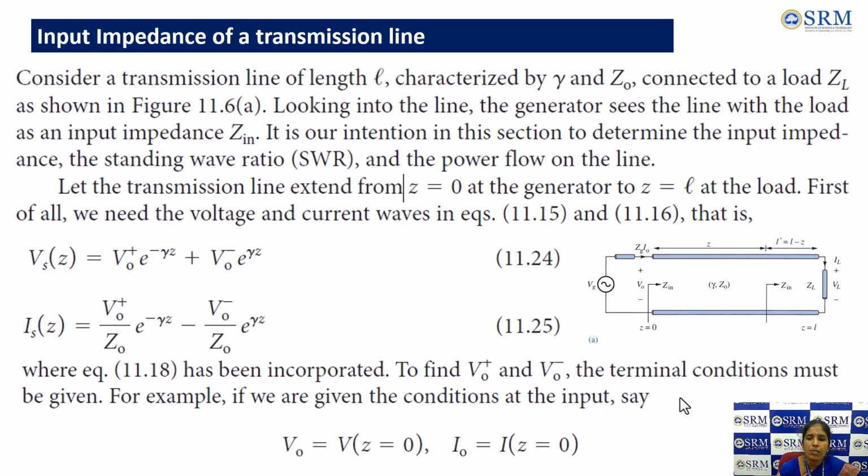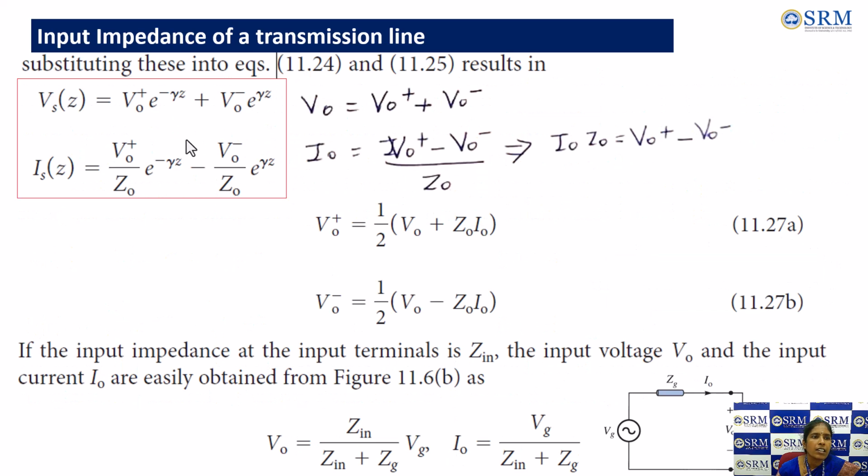To find that, we have to apply the terminal conditions. First we are going to apply the conditions at the input side. At the input side we know that Z equal to 0. So at Z equal to 0, the voltage is equal to V0, and similarly at Z equal to 0, the current is equal to I0. So this we are going to apply in the voltage and current equations.